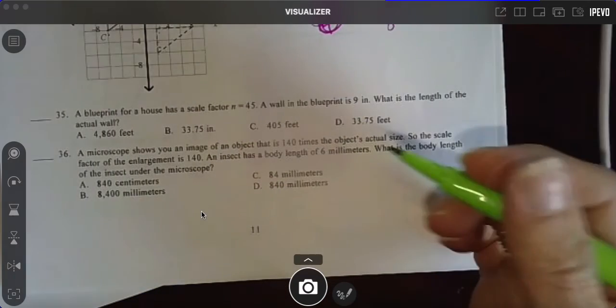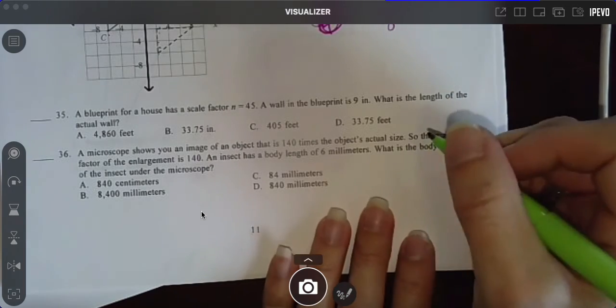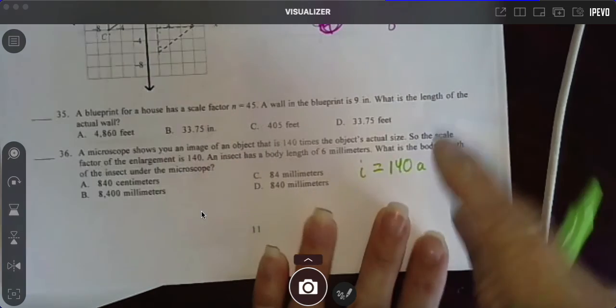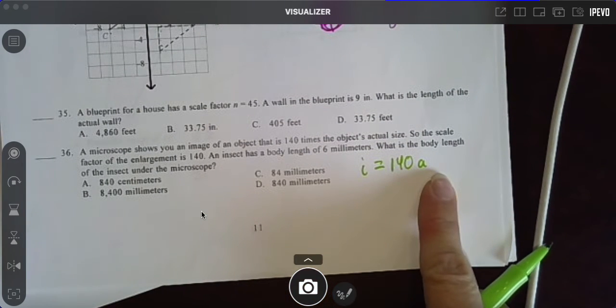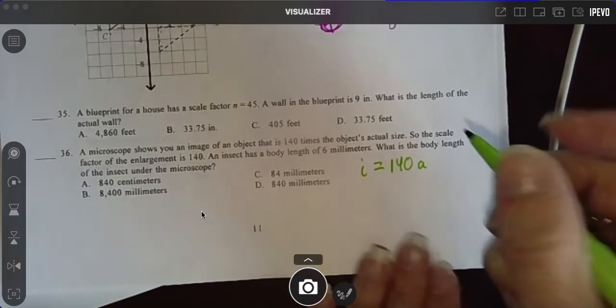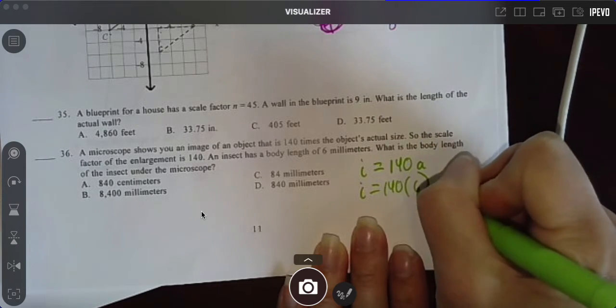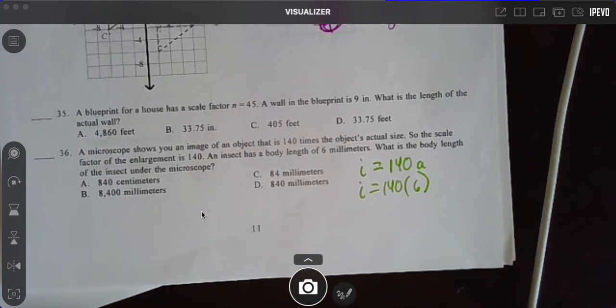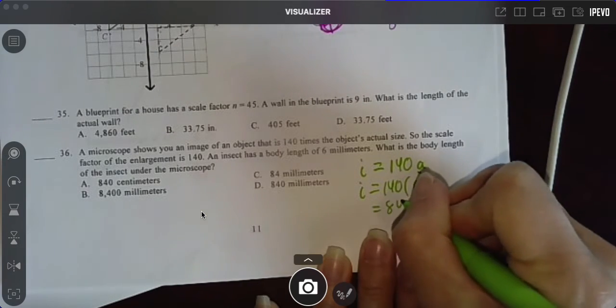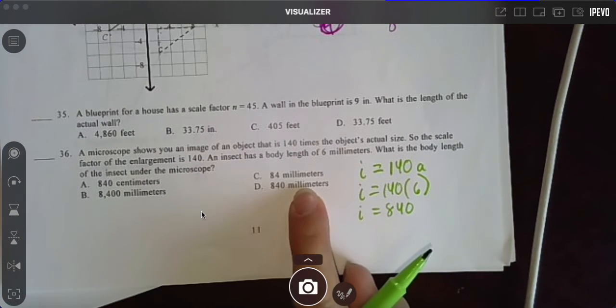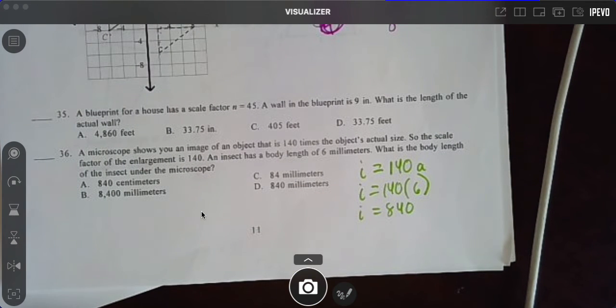Okay, so let me see how I did this one earlier. It shows you an image that is 140 times the actual size. What's the actual size? 6 millimeters. So 140 times 6. What is that? 840. Which one is it? We didn't even change any kind of measurement. D, 840 millimeters. We didn't change any measurement on that one.